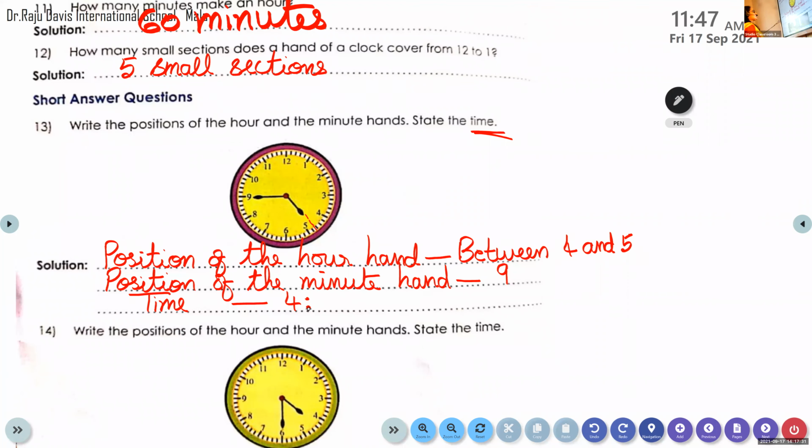Can you see the hands of the clock clearly, my dear, on the board? Is it clear? Yes, ma'am. Where is the long hand? At which number does it point? 9. So what is the minute? 9. What do you have to do with the 9 for getting the correct minutes?